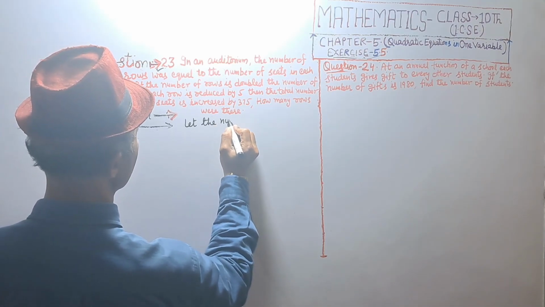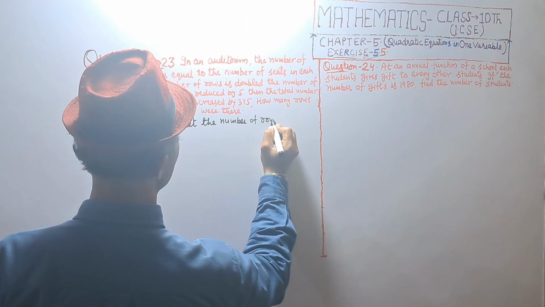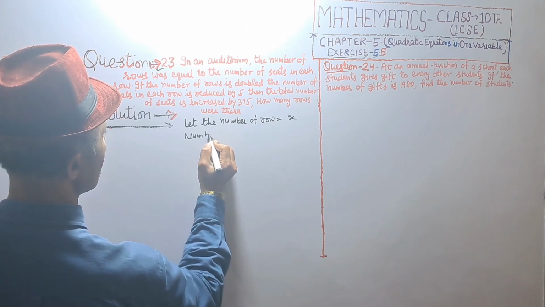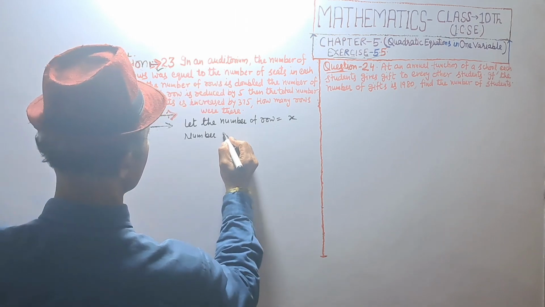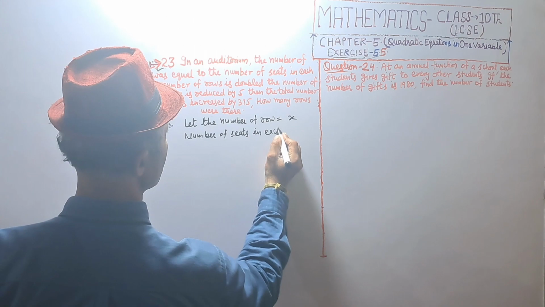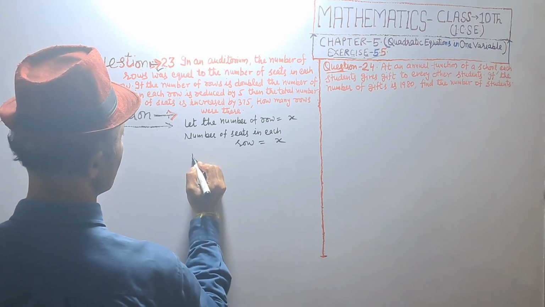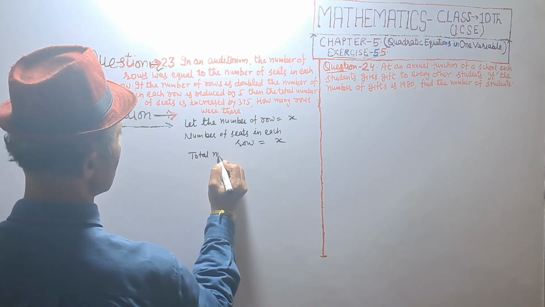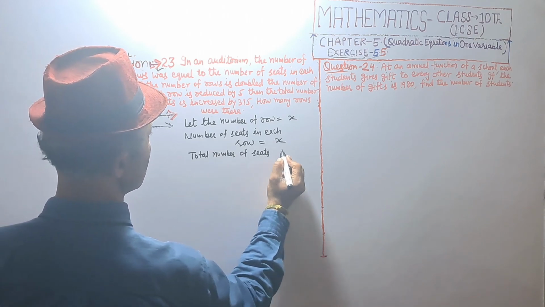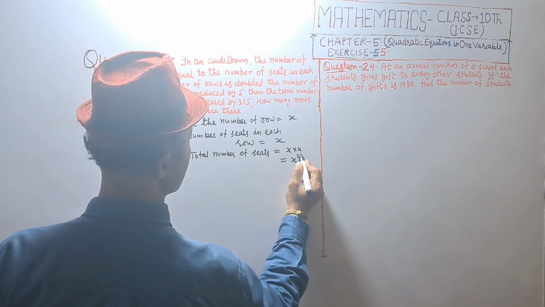Let the number of rows be equal to x. Number of seats in each row is equal to x. Total number of seats is equal to x into x, that is equal to x square.